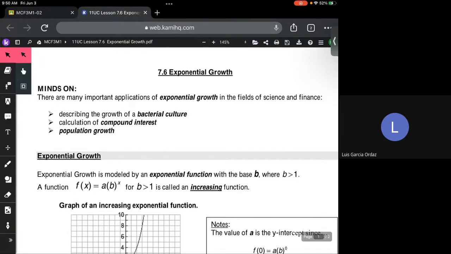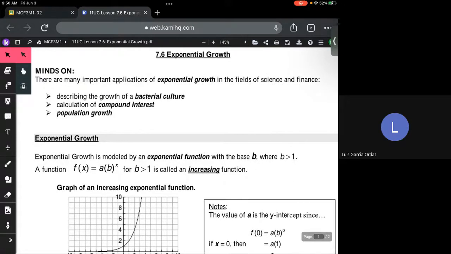So there are many important applications of exponential growth. For example, when scientists are looking at a bacteria or just a sample of something, they want to see how fast it multiplies, how much it grows. And it comes to compound interest. That's how much you get when you invest a certain amount of money over the years, and you have a certain interest compounding at a specific term, and for population growth. Okay, so those are the applications of exponential growth.